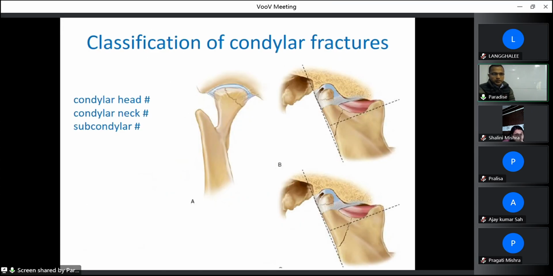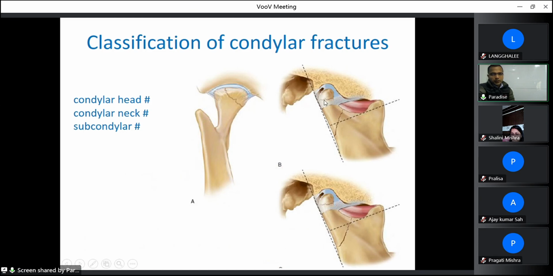Moving to classification of condylar fracture, anatomically it is divided into three types: condylar head fracture, condylar neck fracture, and subcondylar fracture. Condylar head fracture is present within the capsule. Inside the capsule, the condylar head is fractured. The fracture line runs from the superior surface of the condylar head. The fracture is present within the TMJ capsule.